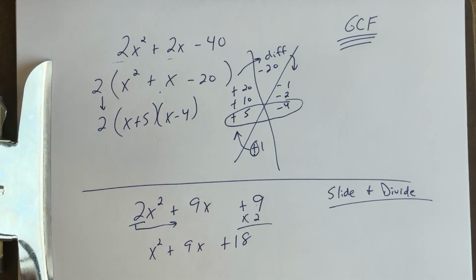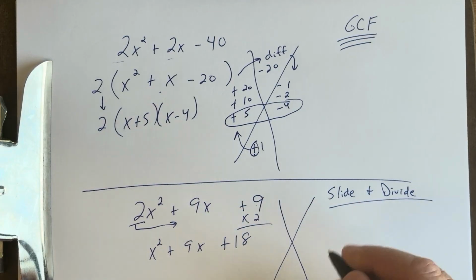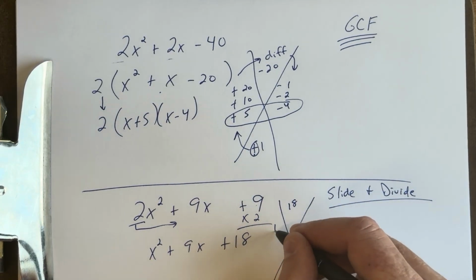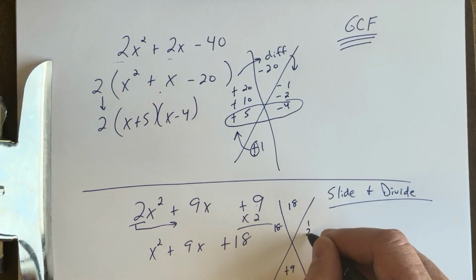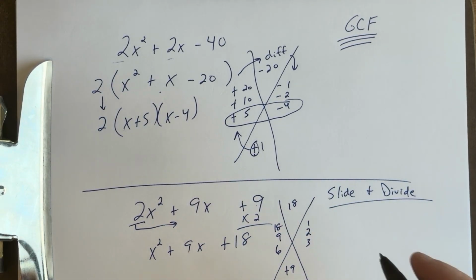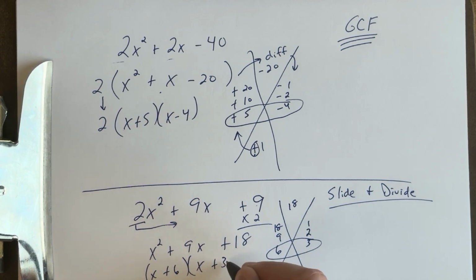Now, I'm going to slide that up just a little bit. I'm going to do the little x. So I've got 18, and I've got positive 9. So my factors of 18 are 18 and 1, 2 and 9, 3 and 6. Everything's positive, so 6 and 3. So I've got x plus 6, x plus 3.